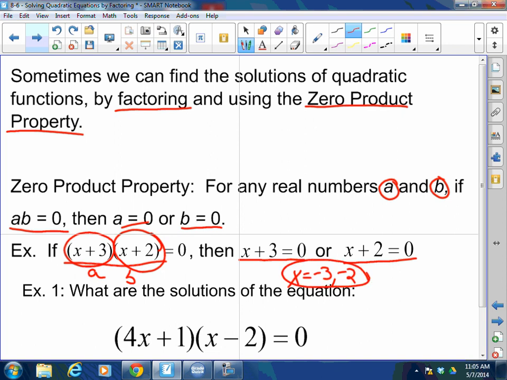Now, what does that tell me, Mr. Morrow? That tells me that on this graph, negative 3 and negative 2 are the x-intercepts. I know that this graph is going to be pointing upwards because x times x is x squared. That's positive. So it's going to look something like that. That's not the exact graph, but that's what you should be visualizing in your head. When you find these solutions, you're finding the x-intercepts.